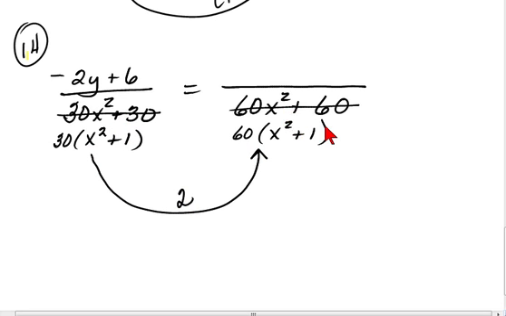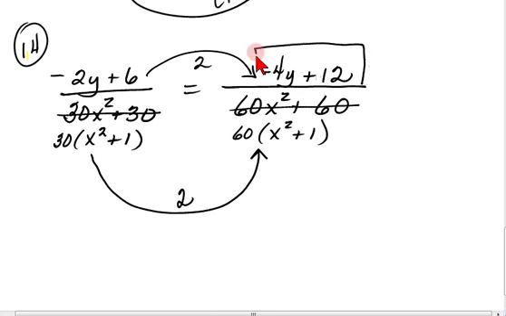So if the bottom was multiplied by 2, the top needs to get multiplied by 2. And when you multiply this numerator by 2, what do you get? Negative 4y plus 12. And you have now built an equivalent fraction by filling in this numerator.